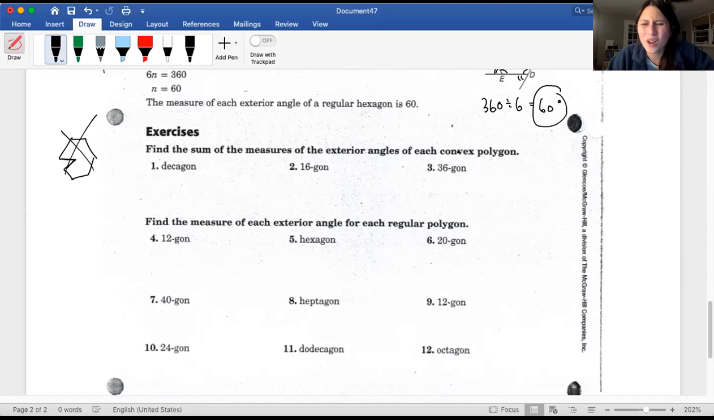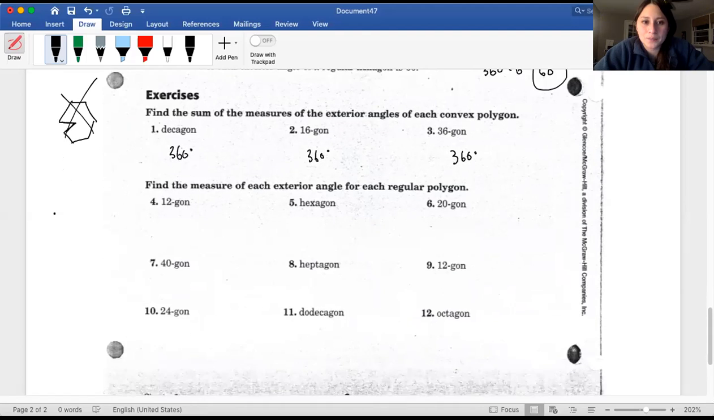Well, don't we know that it doesn't matter what kind of polygon, all the exterior angles always add up to 360? So a decagon is going to have a sum of 360. A 16-gon is going to have a sum of 360. A 36-gon is going to have a sum of 360. So I don't even have to do any math because I just know that this is a rule. This is something that's true about all exterior angles. It always adds up to 360.